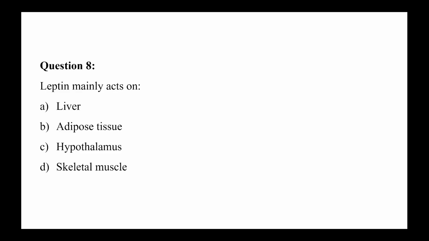Moving to the next question. Leptin mainly acts on option A liver, option B adipose tissue, option C hypothalamus, option D skeletal muscle.